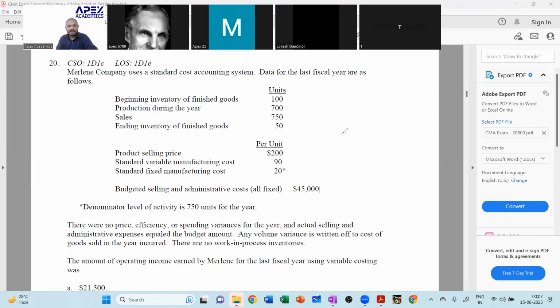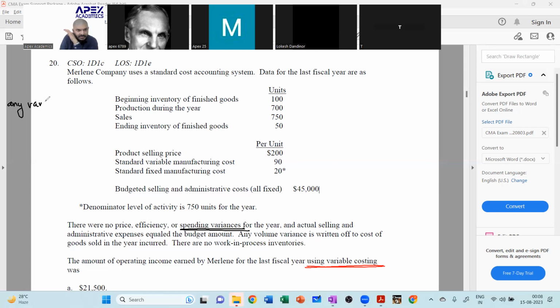So now please understand the amount of operating income using variable costing. If we are using variable costing, any spending variances, any underutilization or overutilization of fixed overheads will not impact the COGS. Please understand this.